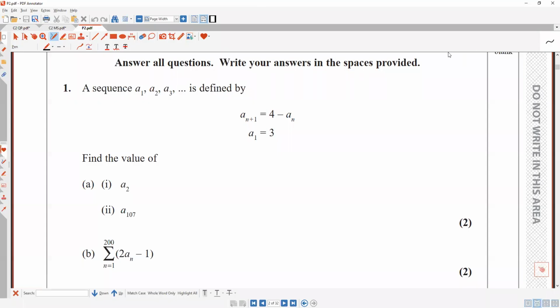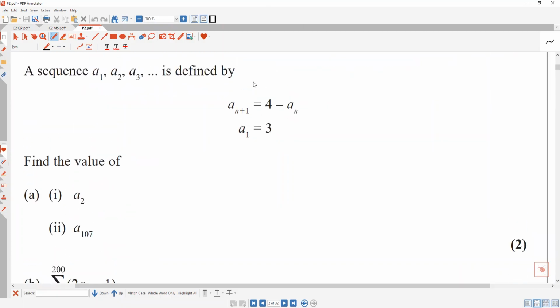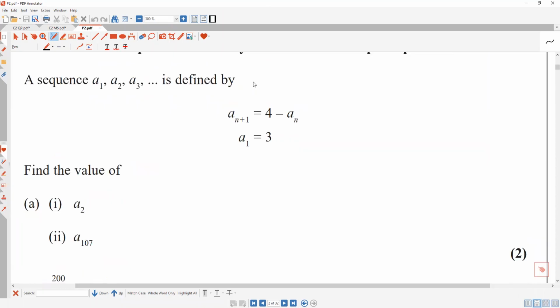Okay, guys, this is June 2020 P2. This is the P2 sum, question number 1. Try doing this on your own, please. Do the sum. Let me pause the recording.